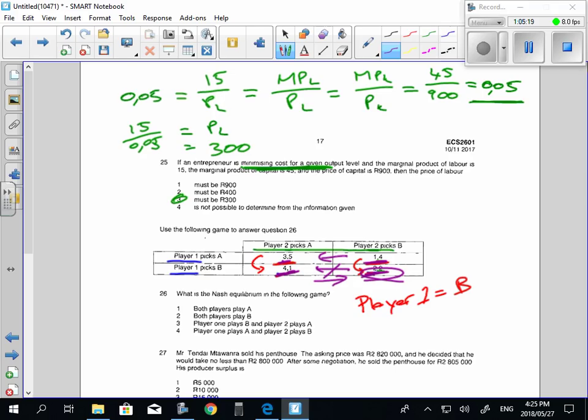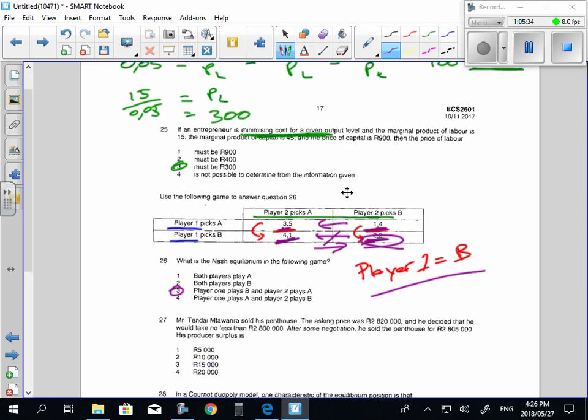So what I'm trying to say is that there is only a dominant strategy for player 1. I cannot work out the dominant strategy for player 2. If I had to pick one, I would say option 3. But again, I'm not sure about that one. If you do have an answer, let me know.